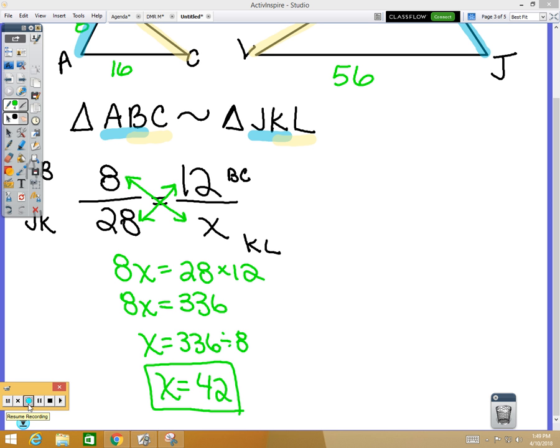All right, so that is our missing side. So we found two sides that we knew, we made a ratio, and then we made a ratio with the side that we didn't know, and we solved the proportion. This is how you solve for those missing side lengths.